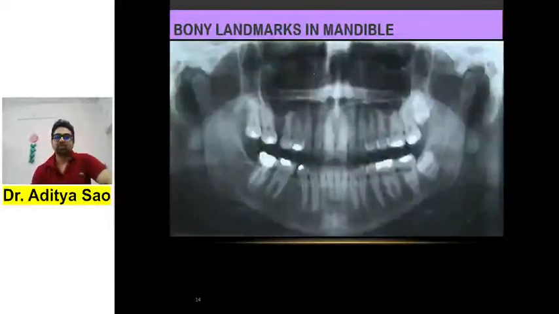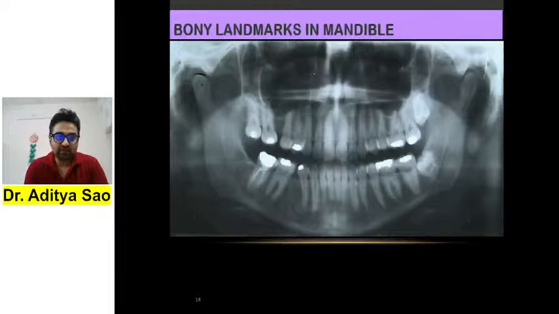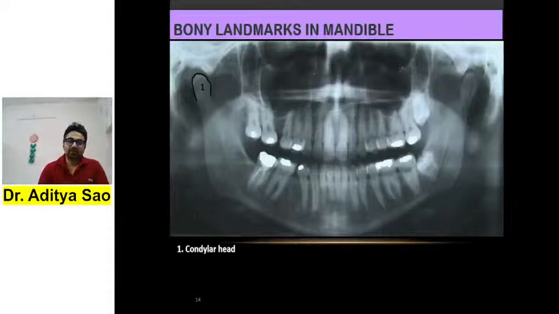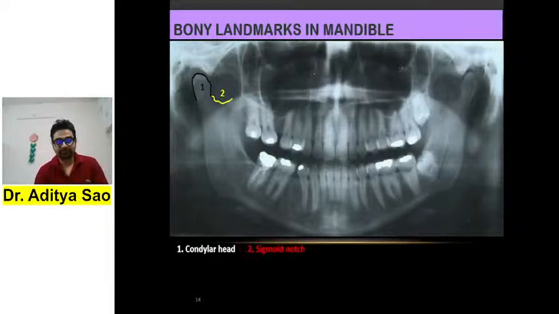Next, let's talk about the bony landmarks in the mandible. The first landmark that you are going to see is number 1, that is the head of the condyle. Now bony landmarks in mandible and maxilla are very important when it comes to OPG or extraoral radiograph. Number 1 is your head of the condyle or condylar head. Next is the sigmoid notch. Next, number 3 is your coronoid process.